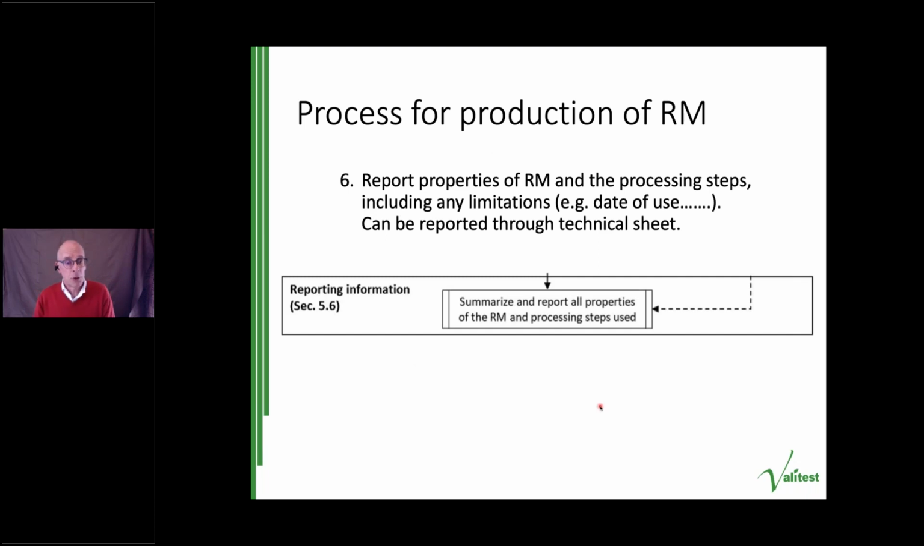The final step, because you haven't really finished yet, is that you have to report on its properties. You have to summarize and report all the properties and the processing steps used. Usually that is done through a technical sheet that is supplied with your reference material to the people who are actually going to use it, and whether we use it in-house or provide it to other laboratories, it's not really that important. The information on the processing and production, its technical information, should be available and accompany the reference material.